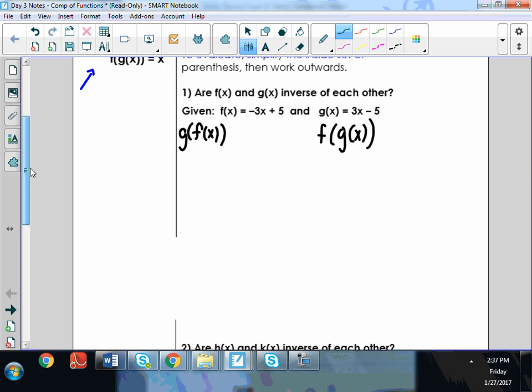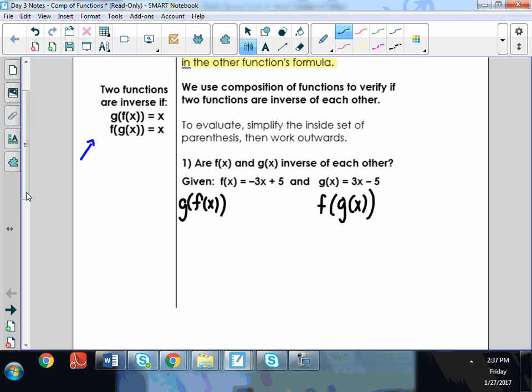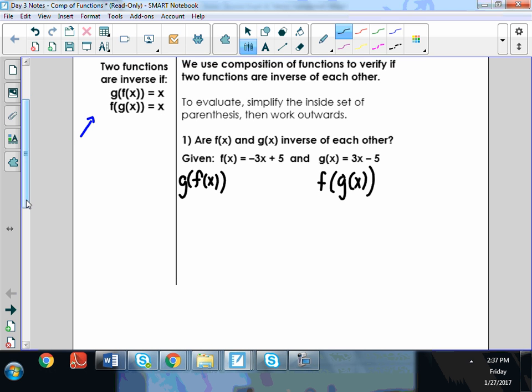So now I want to go back to number 1, because I kind of wanted you to see what it looked like first before we do number 1. So here's my f of x. Pick a color for that one. Here's my g of x. So I'm going to start from the middle.